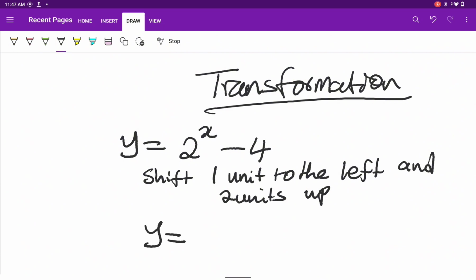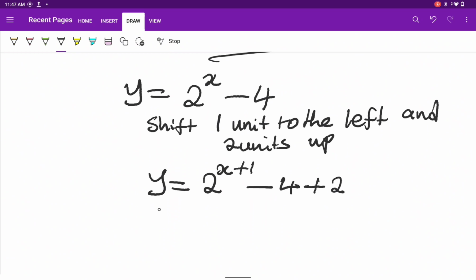So we will have y equals 2 to the power x and then minus 4. For up and down, we'll just add the 2. Left and right is on x, so they are saying we are going to the left, so we add. Remember, to the left we add, to the right we subtract if it's on the equation. So our new function will be 2 exponent x plus 1 minus 2. This will be the new function after we have performed this transformation.